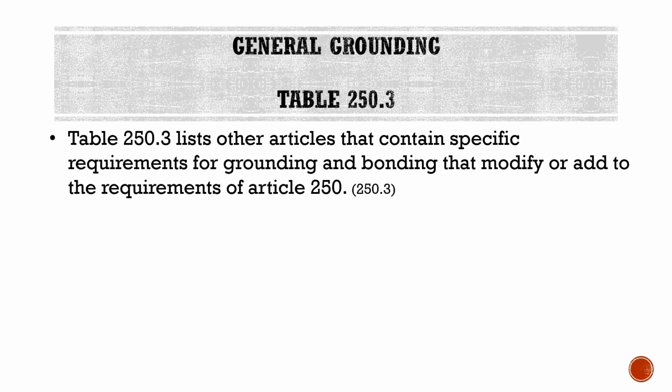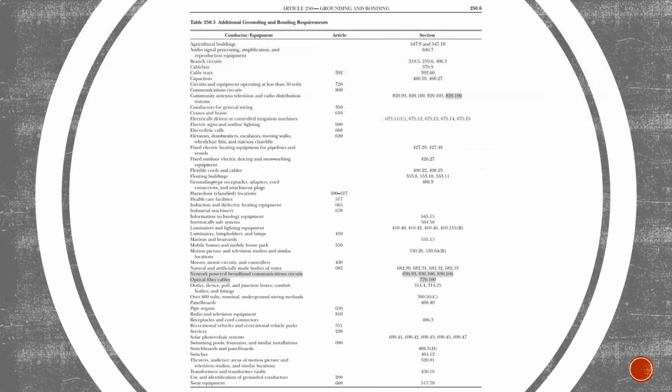Mainly, these are going to be for specific types of equipment, or especially in specific occupancies. For an example, hospitals have a lot of grounding and bonding requirements beyond the scope of Article 250. So if you're working in one of those specific areas or on a specific piece of equipment, you can use Article 250 or Table 250.3 to find those specific requirements.